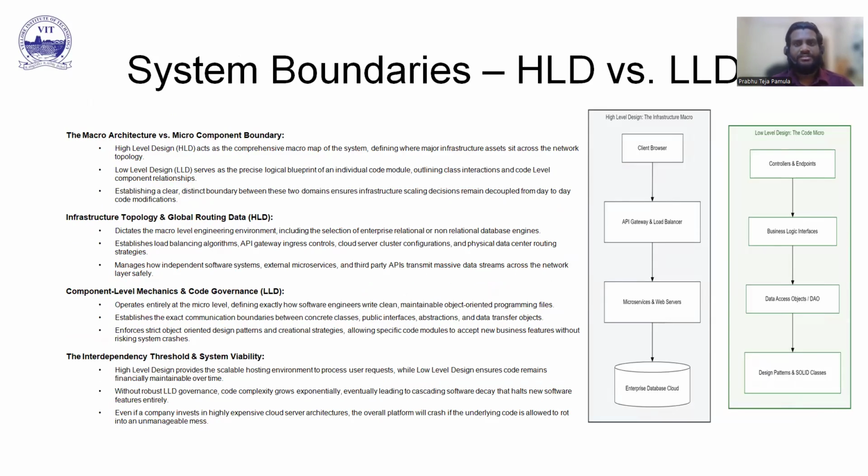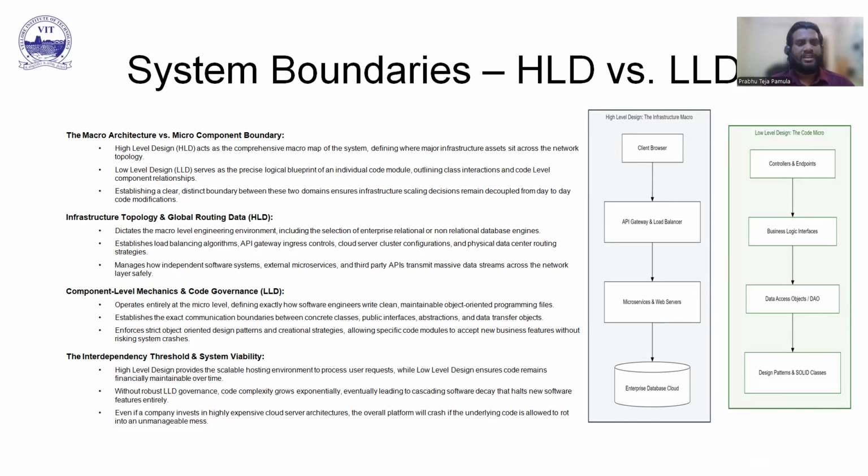System boundaries, HLD versus LLD. The macro architecture versus micro component boundary. High level design, HLD, acts as the comprehensive macro map of the system, defining where major infrastructure assets sit across the network topology. Low level design, LLD, serves as the precise logical blueprint of an individual code module, outlining class interactions and code level component relationships. Establishing clean, distinct boundaries between the two domains ensures infrastructure scaling decisions remain decoupled from day to day code modifications.